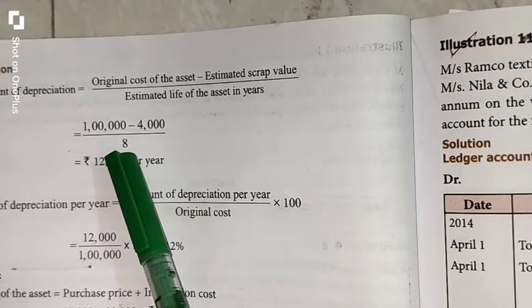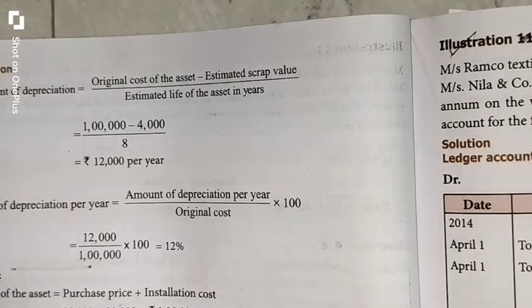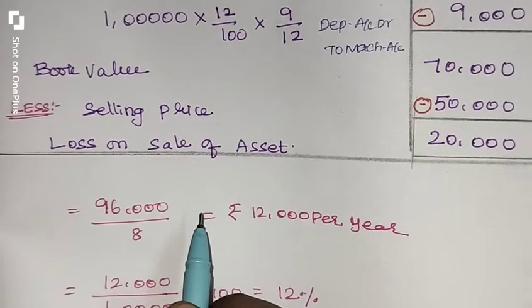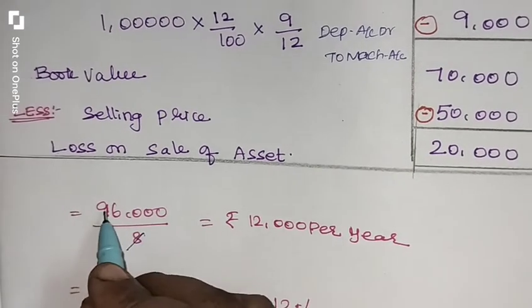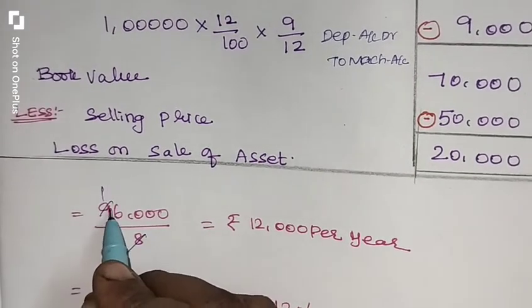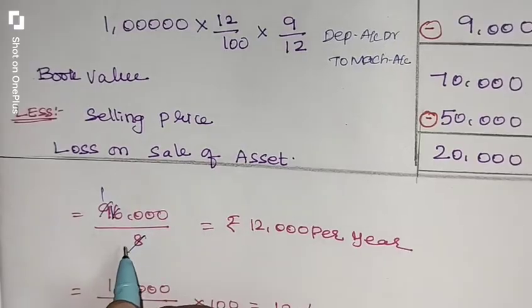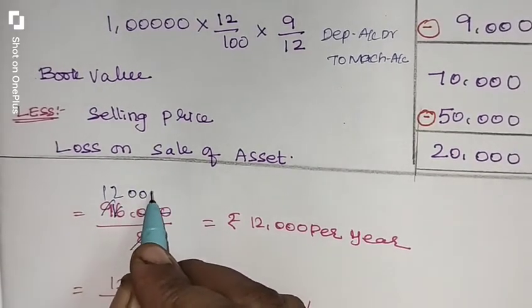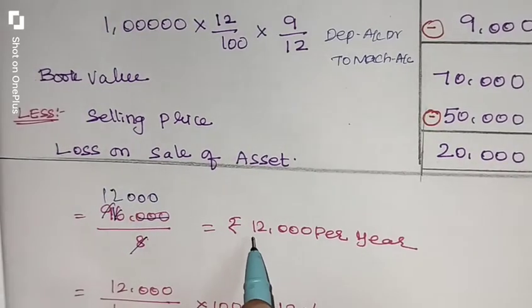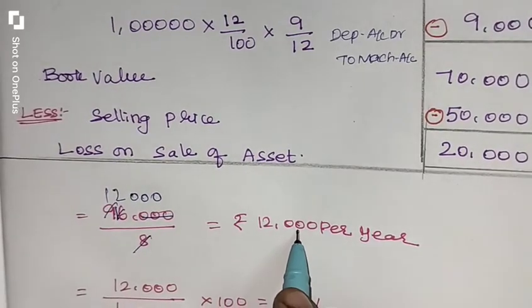Now we have to cancel it. We get 96,000 divided by 8. 1 8 is 8. Remaining 1, we add here 16. So 2 8s are 16. This is 0, we add here. So 12,000. 12,000 is the amount of depreciation.